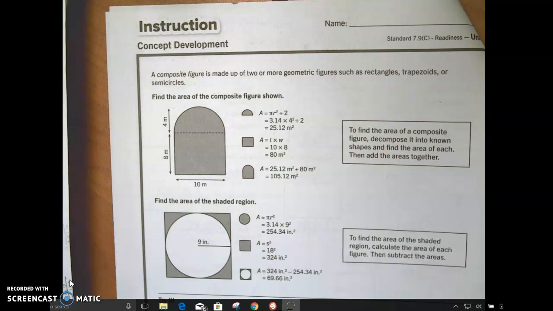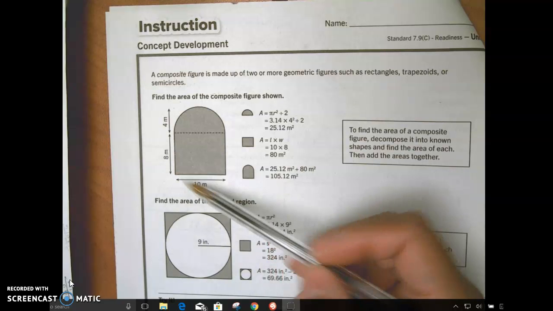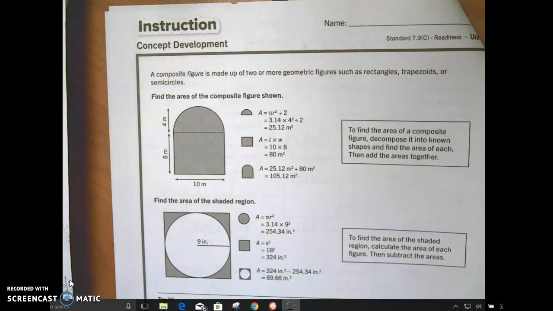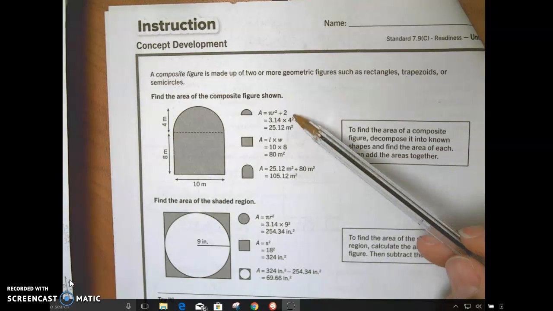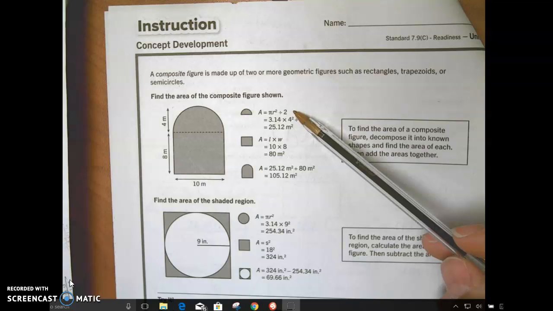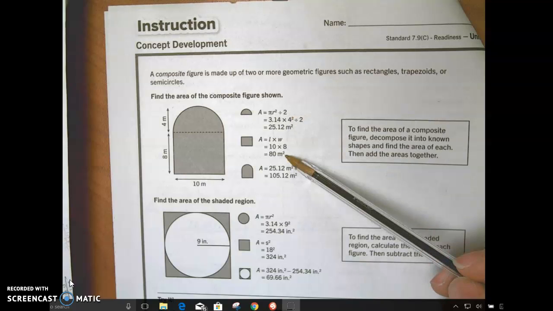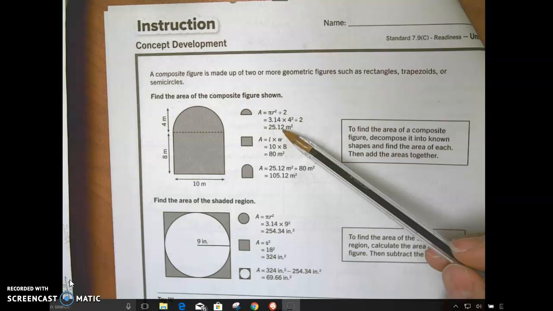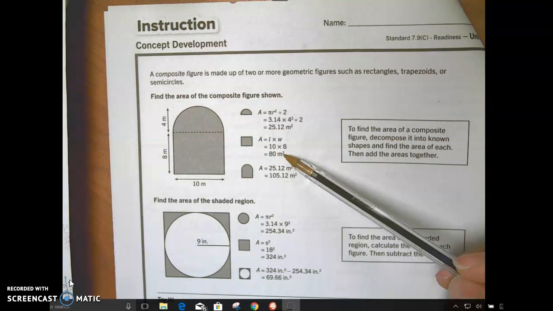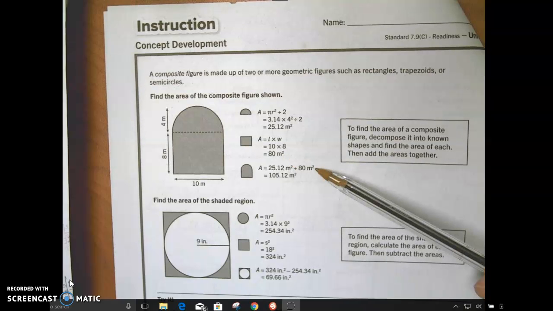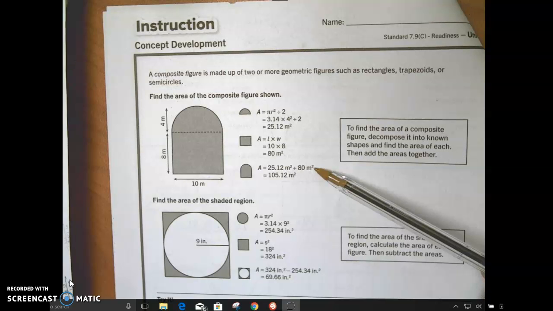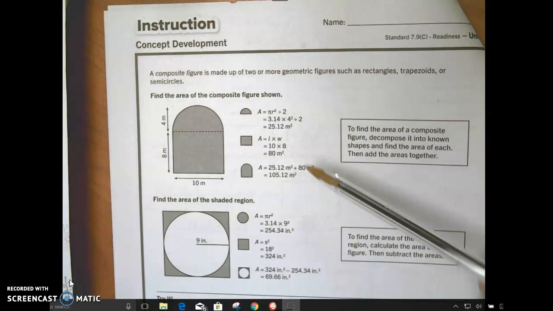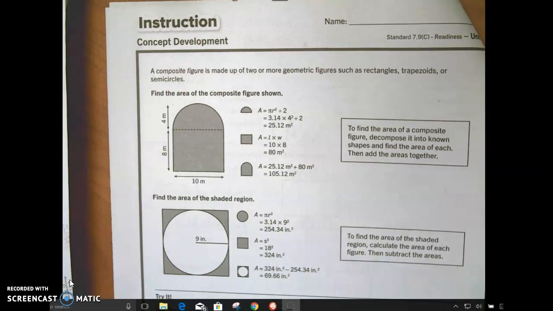Square. Well, it's a rectangle, because squares mean all the sides are the same. And a half circle. So here, they wrote the formulas for a half circle and a rectangle. So they got 25.1200 meters squared for the half circle, and then they got 80 meters squared for the rectangle. What did they do down here? They added them, because you're supposed to combine them when it's all shaded in.